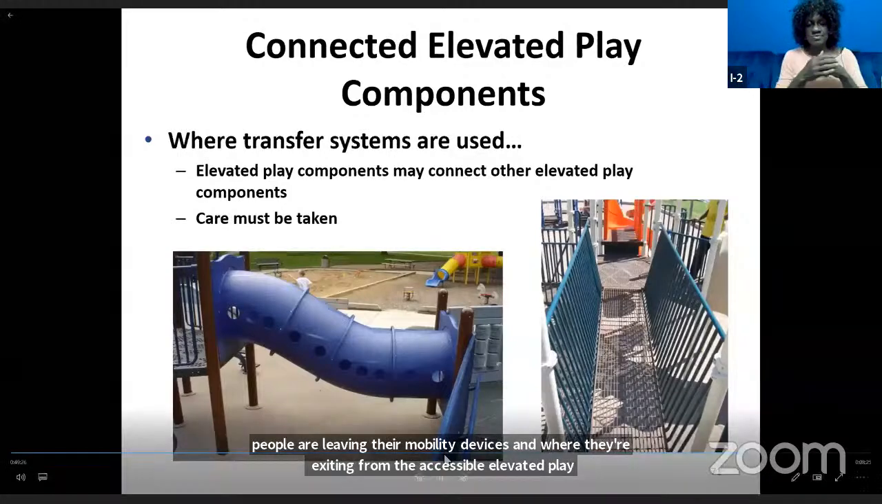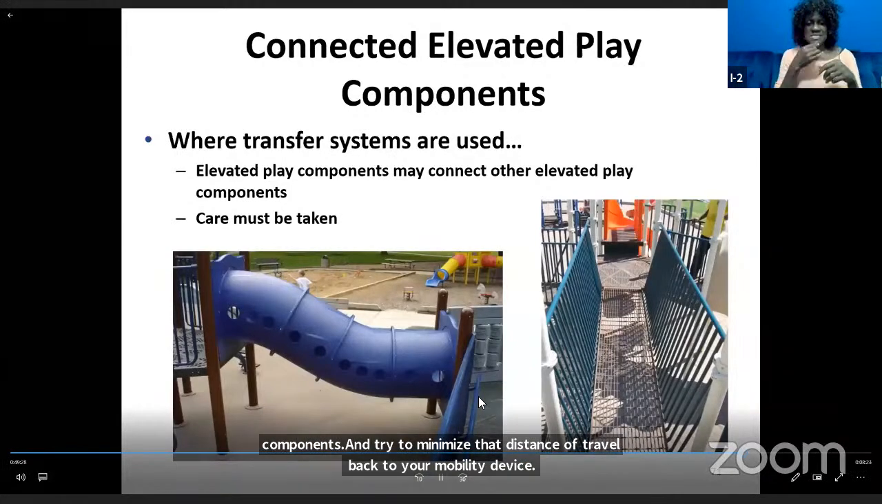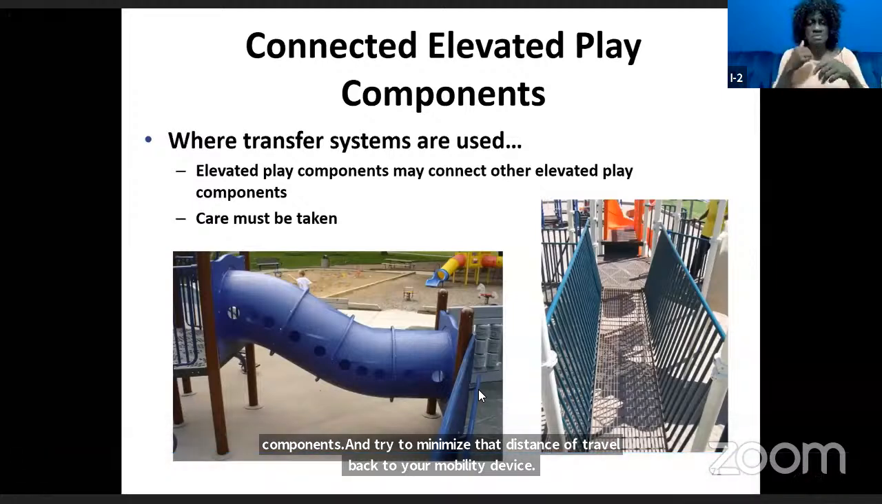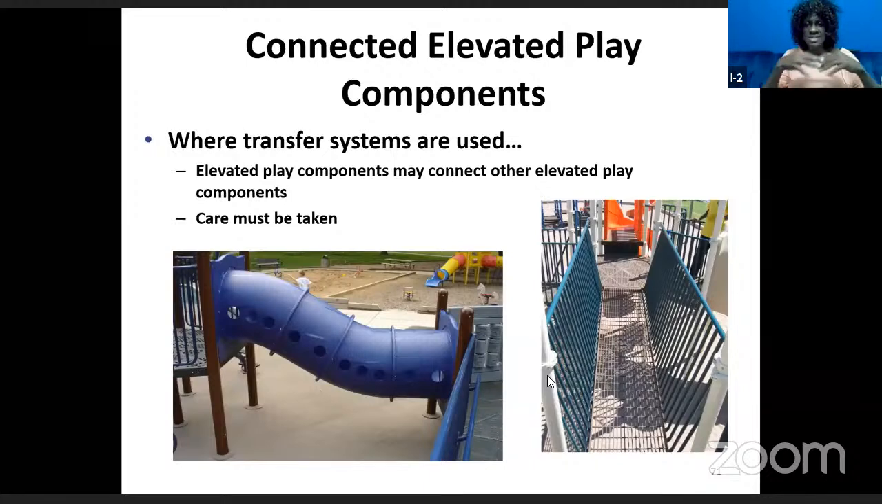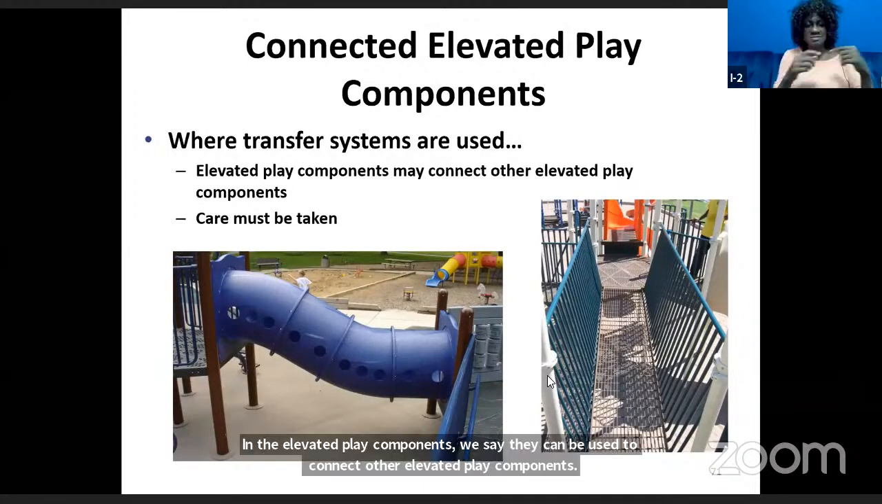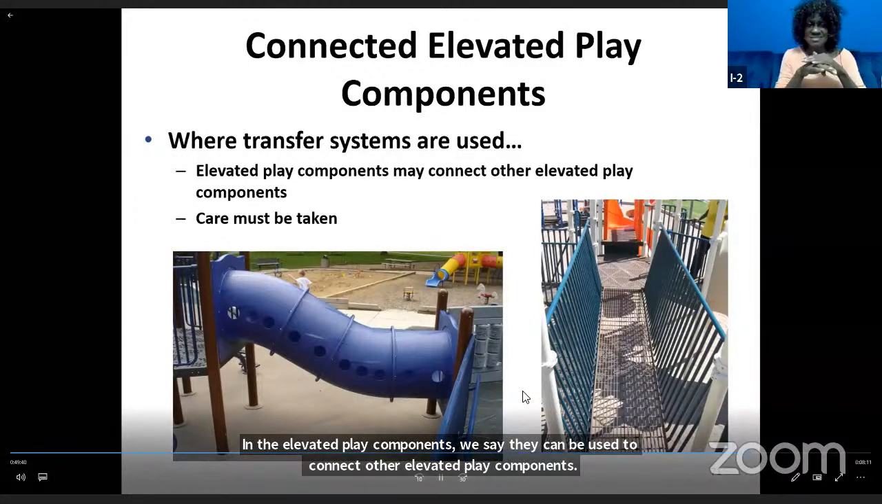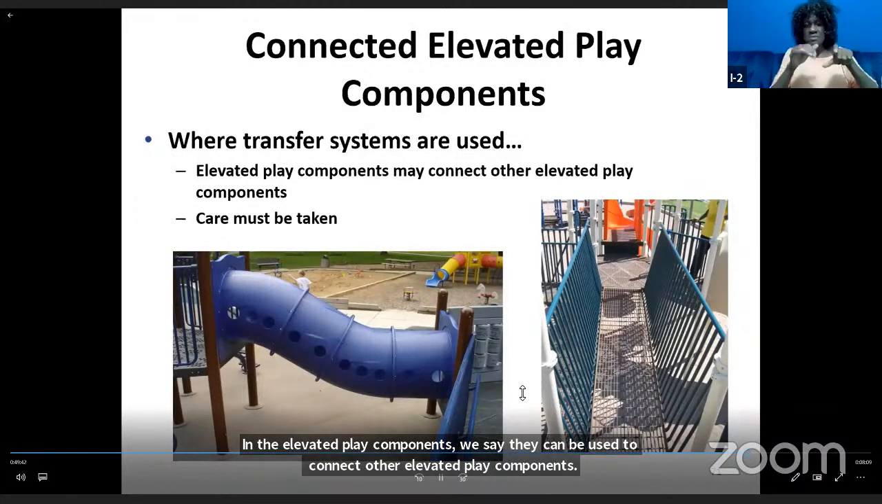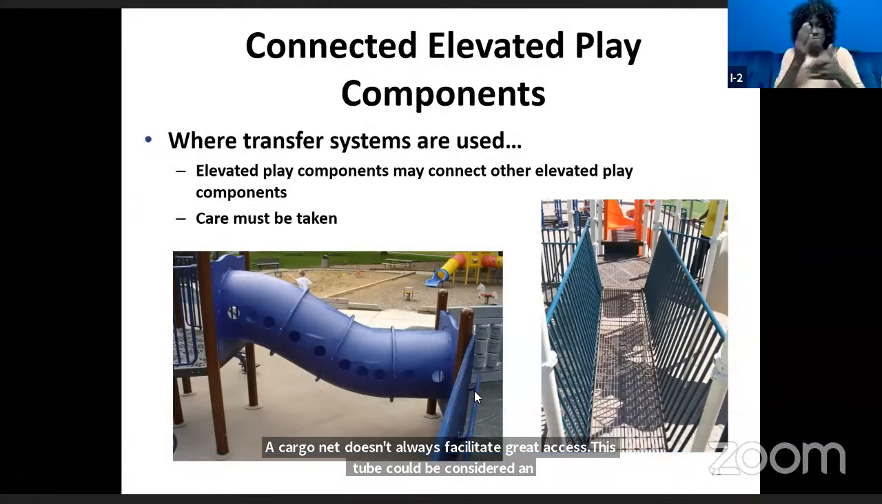In the elevated play component requirements, we say an elevated play component can be used to connect other elevated play components. Okay, think about how this is done though. A cargo net going across doesn't always facilitate great access. This tube could be considered an elevated play component, but also part of the accessible route. Okay, so an elevated play component can be part of your elevated accessible route.